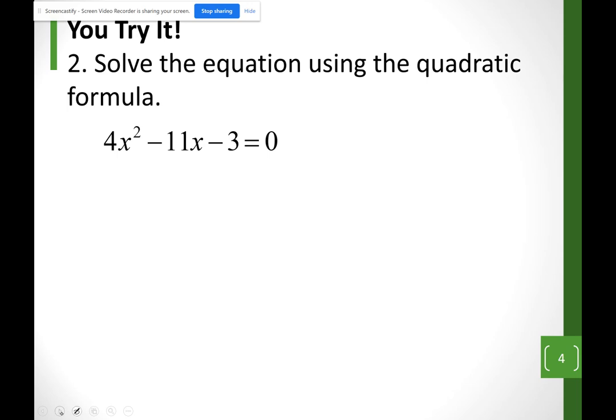Okay, now you try these at home. Remember the quadratic formula. And those are your answers.